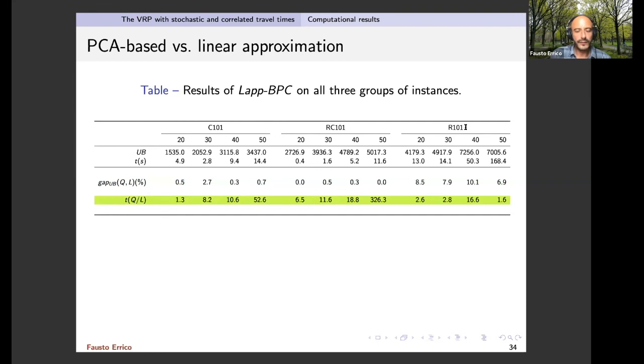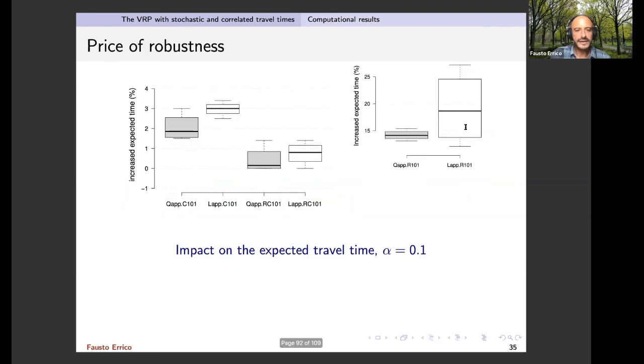Okay, and then I have some graphics on what we call the price of robustness. Let's say that for alpha equal to 1, we have the relative weight between the components of the objective function: 0.9 to the linear part and 0.1 to the variance. What happens with the increase of the expected travel time with respect to the deterministic case?